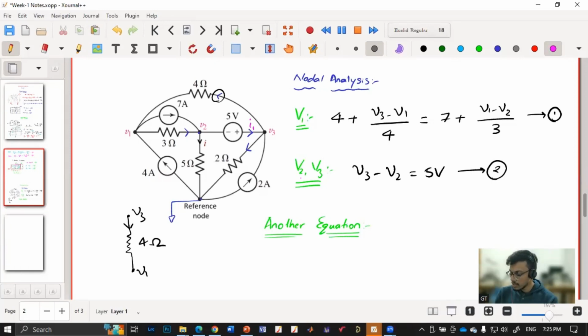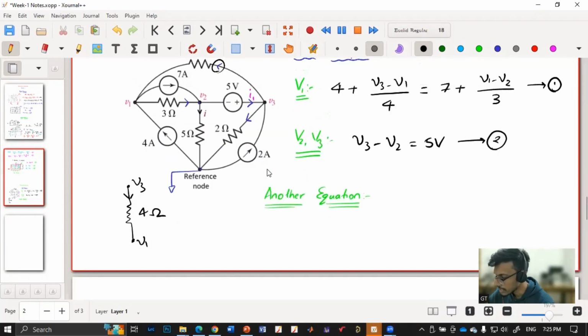How about we apply KCL for the reference node? Yes, very good. So we can apply KCL at the reference node. It is also a node, right? It's a very good idea. So the current entering is the current leaving. These two are leaving, these two are entering. So what is the current entering this node?